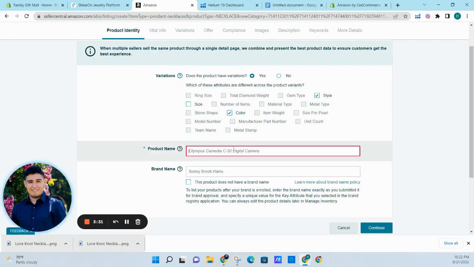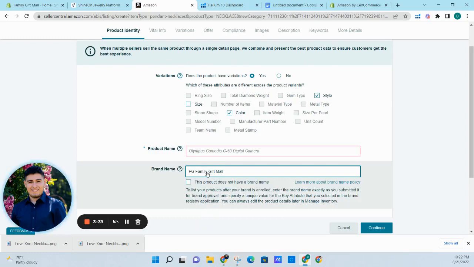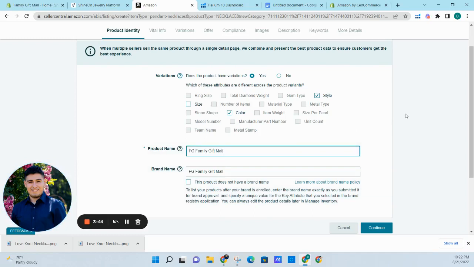Now, in regards to product name, we want to start with our brand name, right? So in this case, our brand name is FG Family Gift Mall. That's how we're going to start our product title. The reason why we use the brand name is because I've seen Amazon altering your title if they don't detect that you have your brand name in the beginning. That has personally happened to me, and I've heard that from other experts. So that's why I strongly recommend to start with your brand name always.